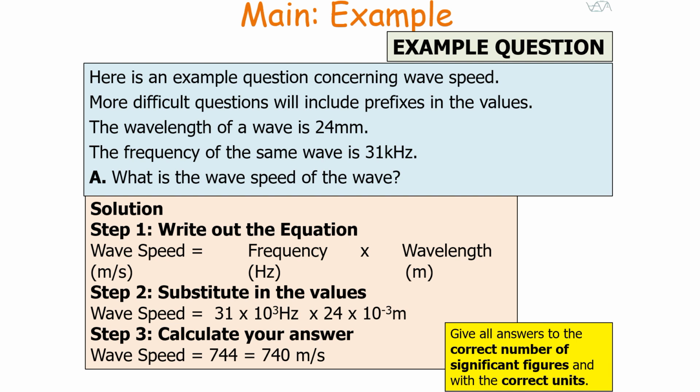Now k, kilo, means times 10 to the 3. So it's 31 times 10 to the 3 multiplied by 24 millimeters. Milli means times 10 to the minus 3. So it's times by 24 times 10 to the minus 3. So we get our answer to be 744 meters per second.